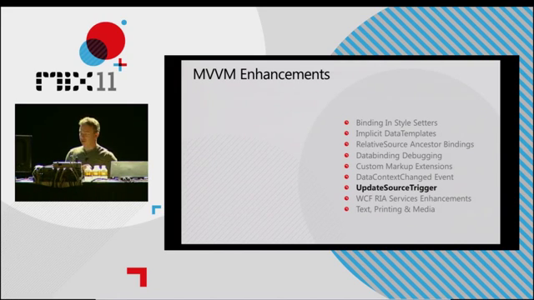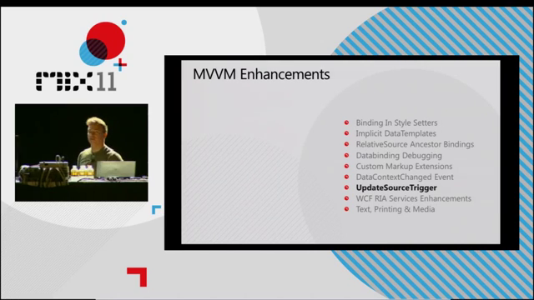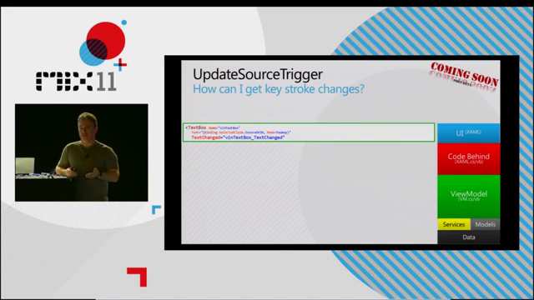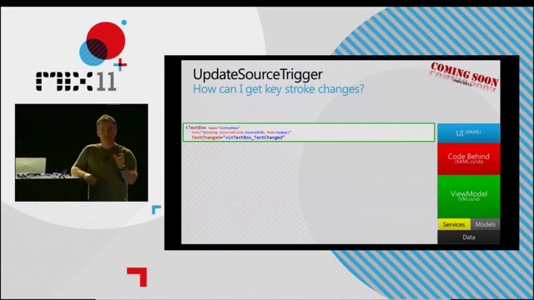Update source trigger. Here's another one. Small feature, adds a lot of functionality for you. So let's say that I want to parse VINs, vehicle identification numbers. Now with VINs, they're actually fairly complex. There's a lot of rich data in it.